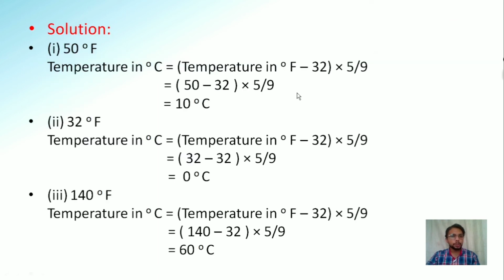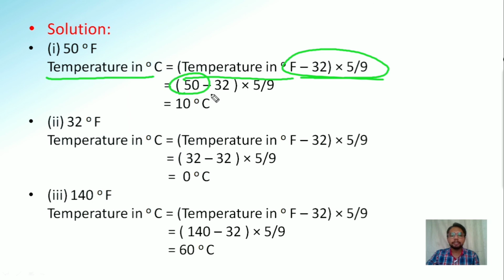Now first one, solution, 50 degree Fahrenheit you have to convert. So you have to convert 50 degree Fahrenheit to degree Celsius. Now what is my formula? What am I going to find? First of all, degree Celsius is my question, I wanted to find degree Celsius. So from where I should start my formula? The temperature in degree Celsius is equals to temperature in degree Fahrenheit minus 32 into 5 by 9. So here, 50 degrees is already given, minus 32 I'll be doing, into 5 by 9 I'll be doing, then the answer is coming out to be 10 degrees Celsius.